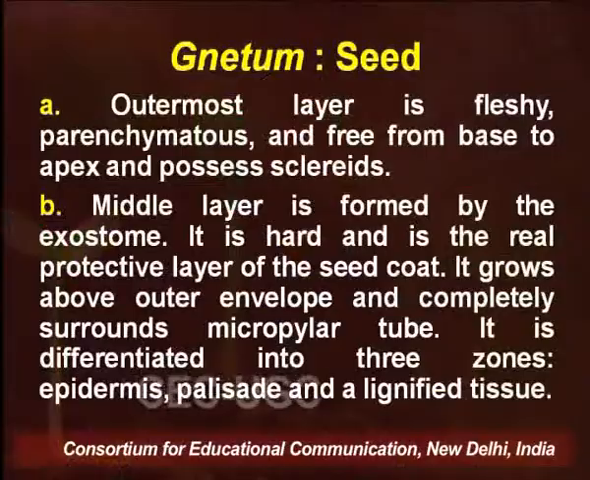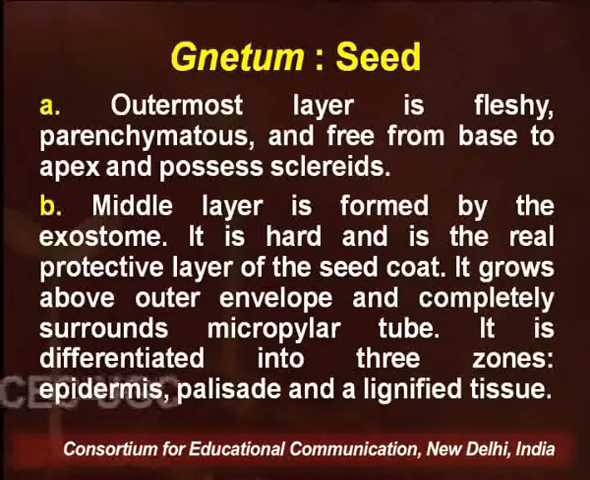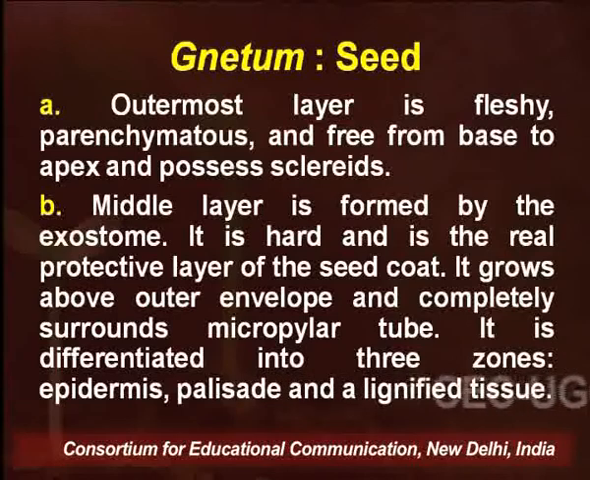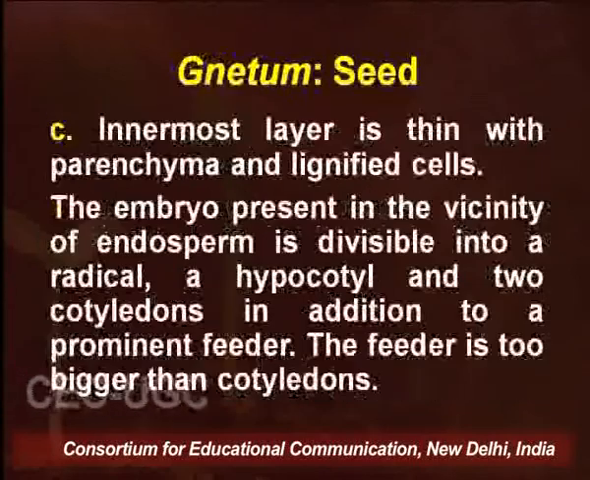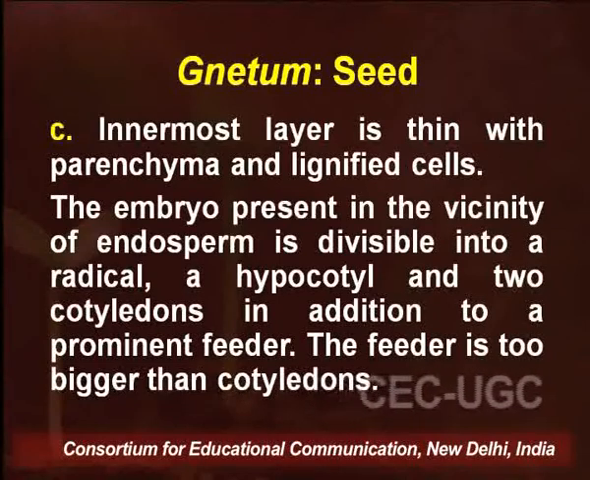The outermost layer happens to be fleshy, parenchymatous and free from base to the apex, and possesses sclereids. The middle layer of the seed coat is formed by the exostome. It is hard and is the real protective layer of the seed coat. It grows above the outer envelope and completely surrounds the micropylar tube. It is differentiated into three zones: epidermis, palisade and a lignified tissue. The innermost seed coat is thin with parenchyma and lignified cells.